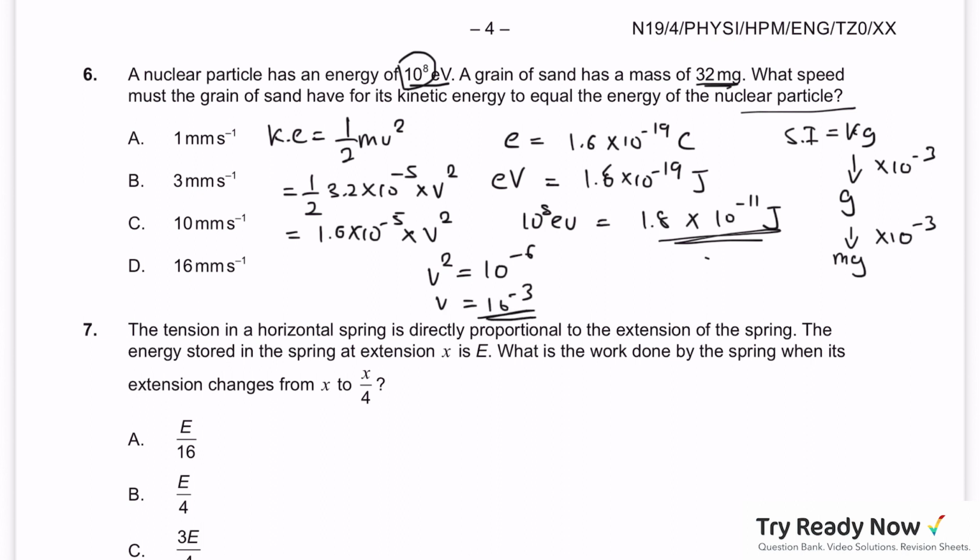Now, if we look at option A, this actually matches our criteria, and that is our answer, because this is meters per second and this is millimeters per second. So that is in velocity. So option A is basically 1 times 10 to the power of minus 3, which is equivalent to 10 to the power of minus 3, which is what we're looking for. So option A is the answer for question 6.